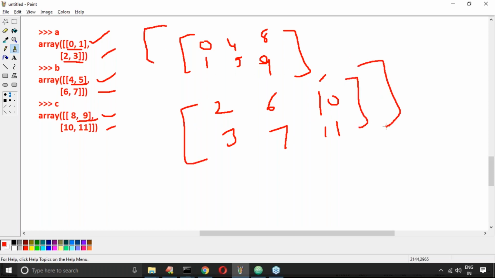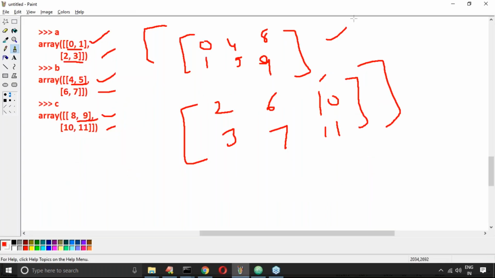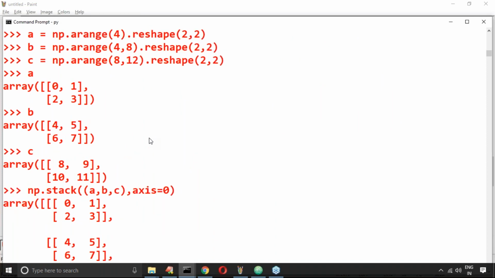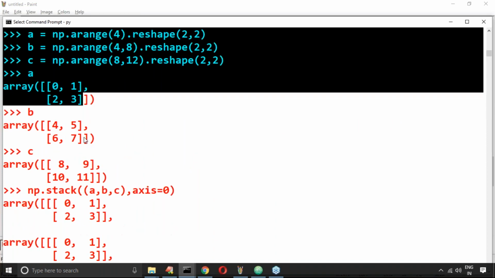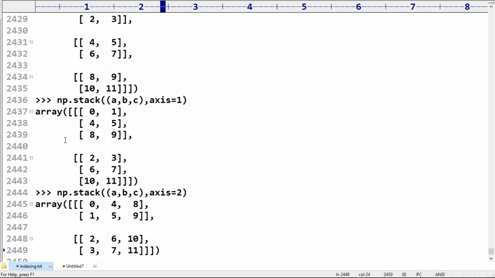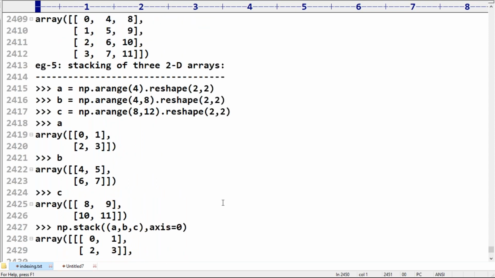Any explanation required? If my analysis is correct, observe 0 4 8, 1 5 9, 2 6 10, 3 7 11. Wow, we became experts in the stack mechanism. That's all. Are you feeling comfortable? This is one area where most people feel difficulty. Clear, right?